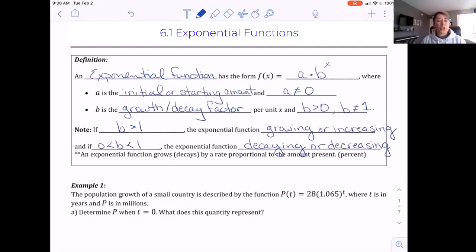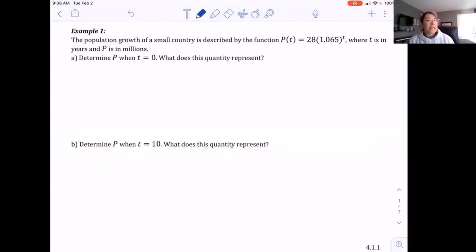So here's one thing to remember. An exponential function grows or decays by a rate proportional to the amount present. In example 1, it states the population growth of a small country is described by the function p of t equals 28 times 1.065 to the power of t, where t is in years, and p, the population, is in millions. So even before we answer these questions, let's take a look at that equation.